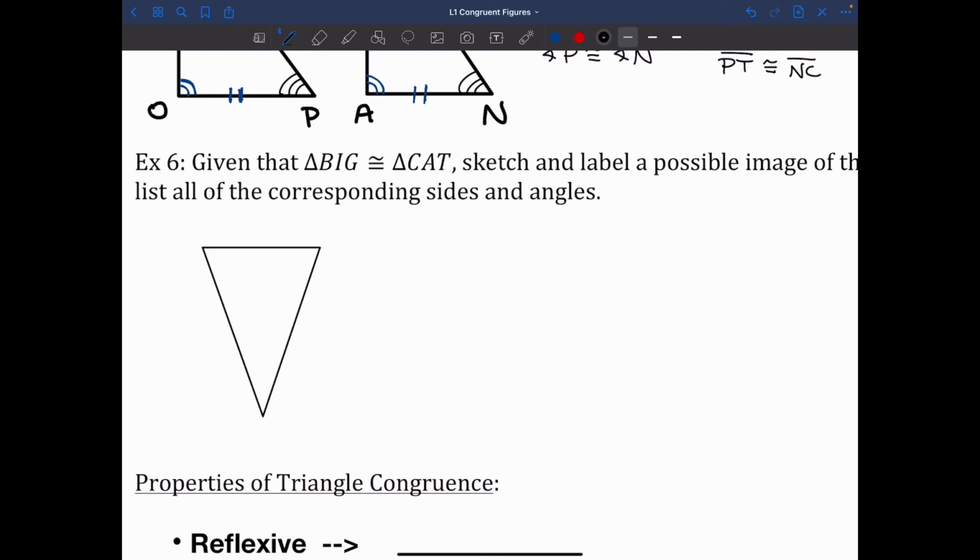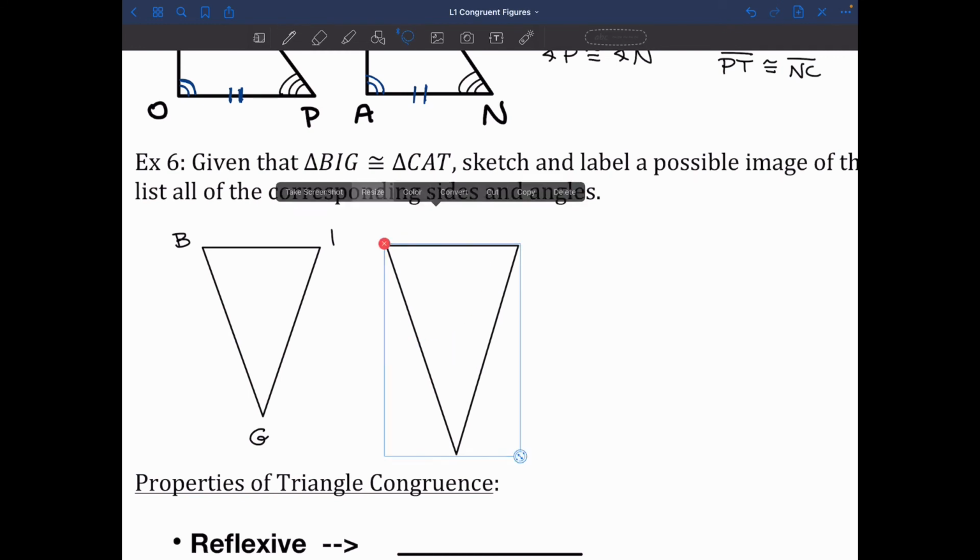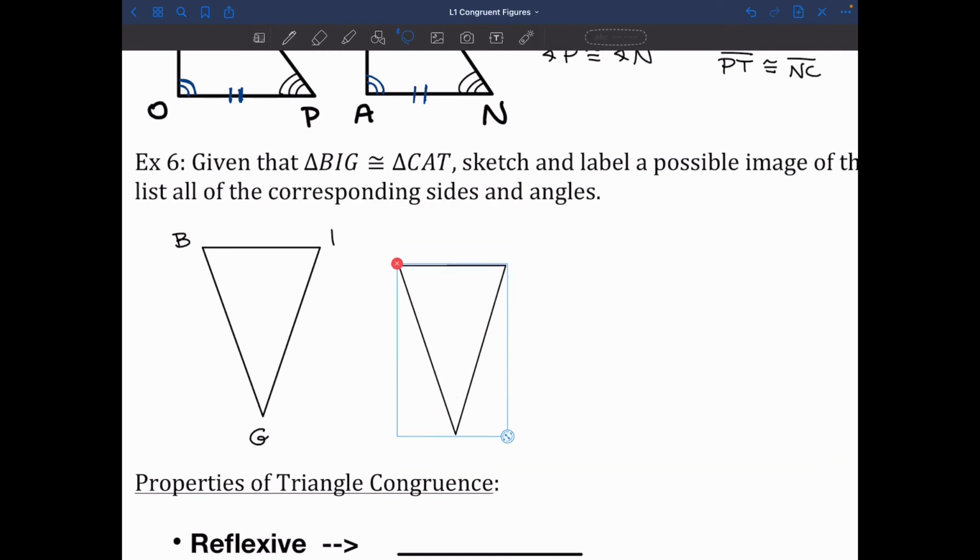Let's just say that this was triangle BIG, and this other one is going to be triangle CAT. Oops, the second one's going to be a little bigger. All right, let's use a little bit of movie magic. Cheat it out a little bit. There we go. If the second one is CAT, I want to name it in the same way I did the other one. I started in the top left, I then named the top right, and then I went down to the bottom.